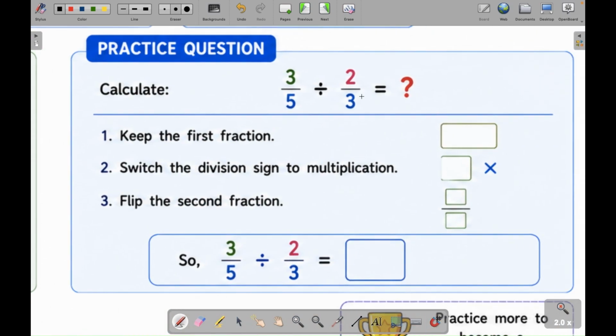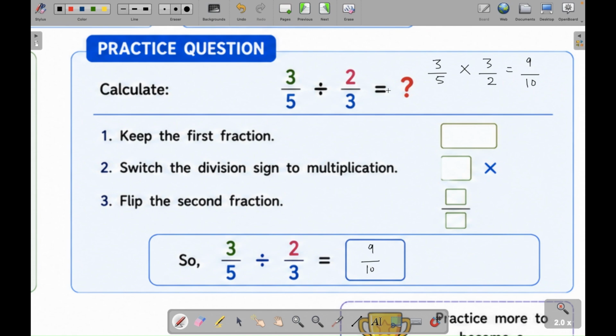Let us look at another example. We have 3 by 5 divided by 2 by 3. So we keep the same rule in mind. 3 by 5 is keep, divide becomes multiply, and 2 by 3 becomes 3 by 2, which is flip. Right, so 3 3s are 9 and 5 2s are 10. So 9 by 10 is the answer.